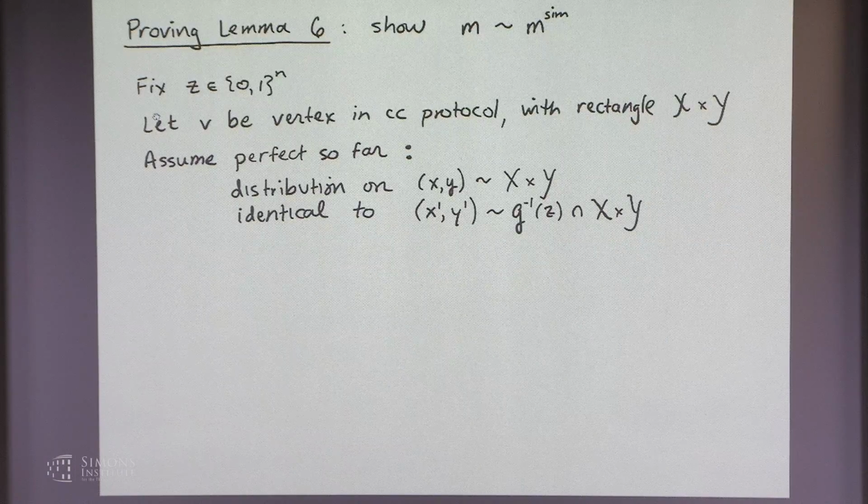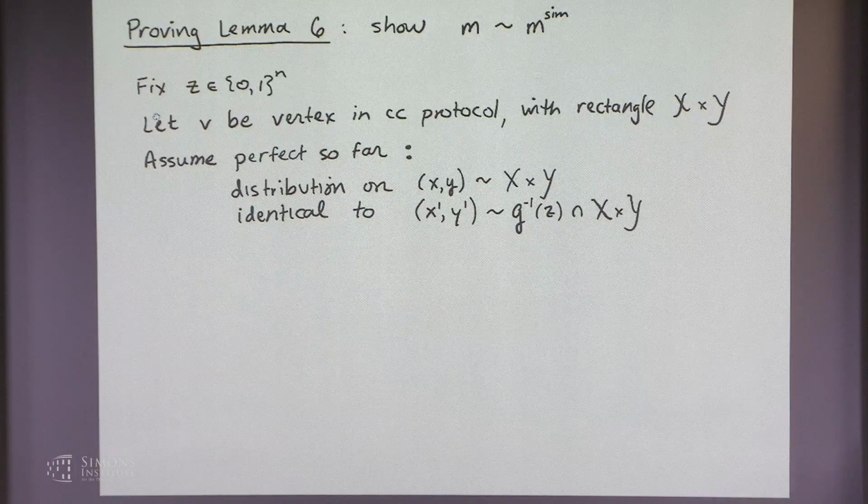So again, just two things about lemma 6. We're going to fix z, and we're fixing v, which is a vertex in the protocol. So it's like one place in the protocol where Alice is about to send a bit. And we're currently at some rectangle X cross Y. This is not the whole thing, but it's some subrectangle that I'm going to call X cross Y again. For now, I'm going to assume that everything's perfect so far. I'm not going to worry about mistakes that have happened already.